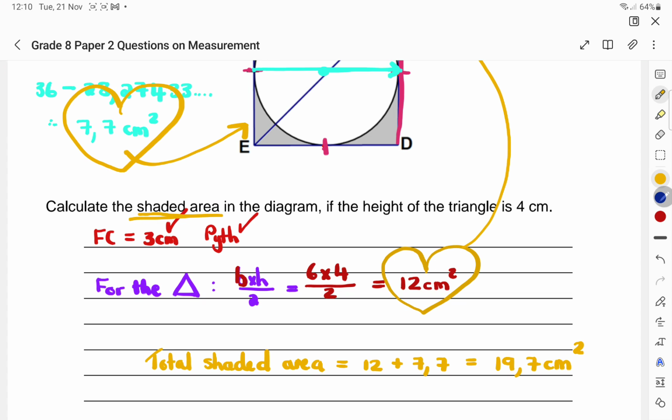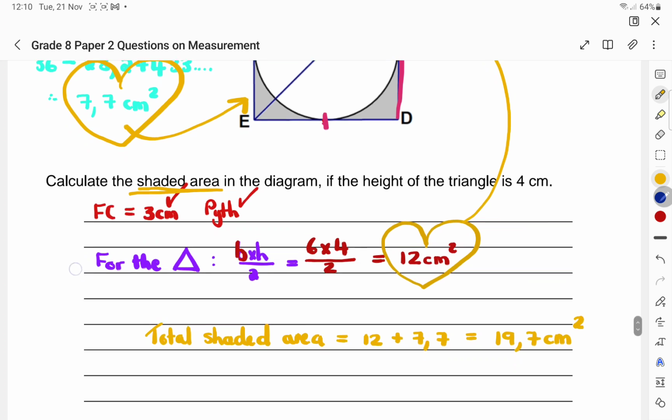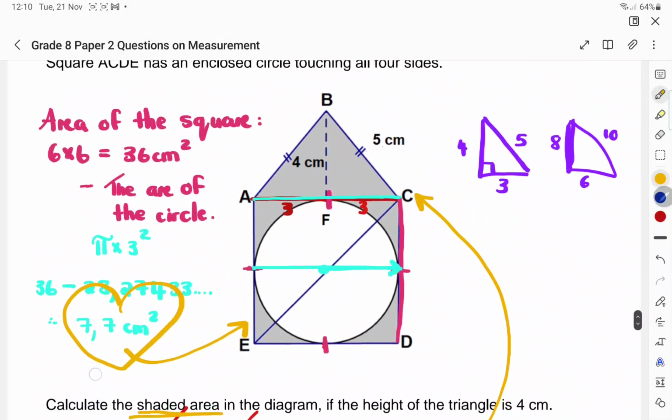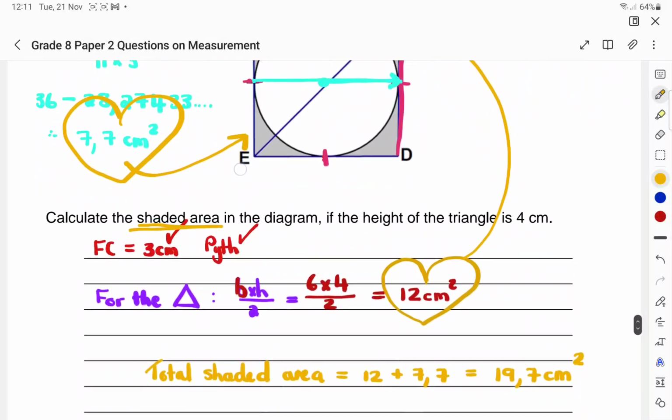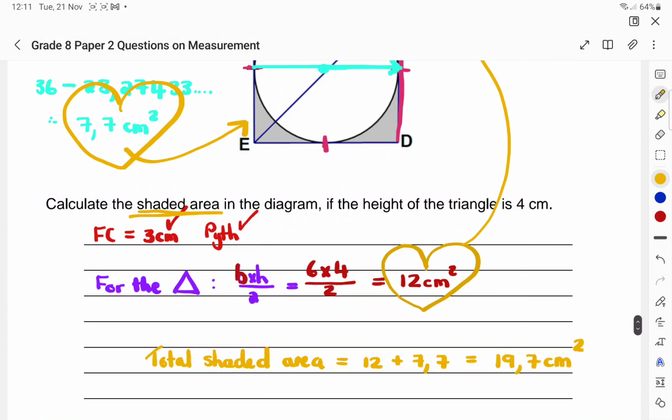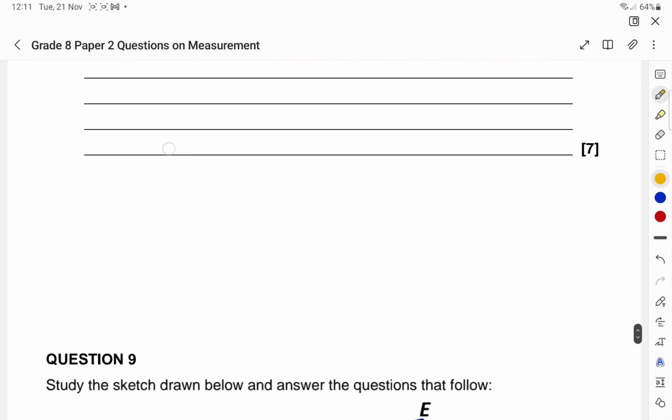Calculate the shaded area in the diagram. Okay, so when you're done with the sum, let me just hold it there for a second for you. When you're done with the sum, always go back and double check: did I answer what they asked? Okay, all right, so there's the other part of the sum. Okay, let's move on.